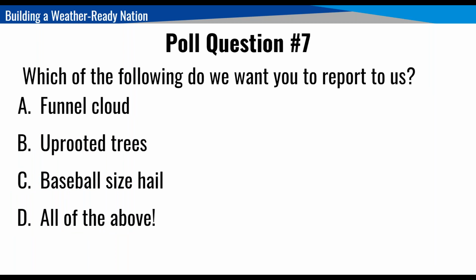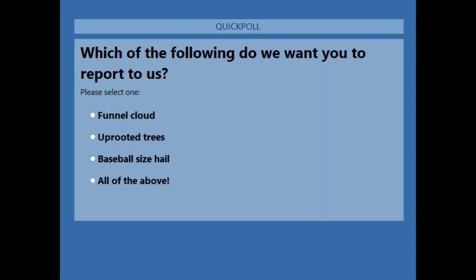That leads us to poll question number 7. Which of the following do we want you to report to us? Would that be A, funnel cloud, B, uprooted trees, C, baseball-sized hail, or D, all of the above?